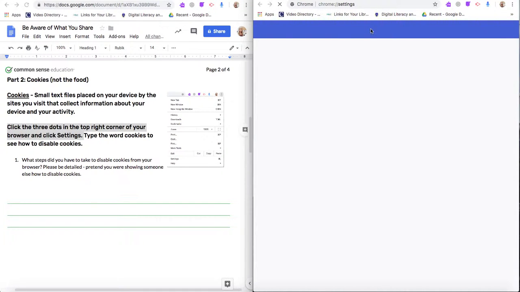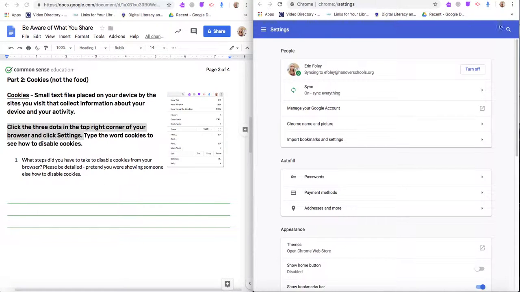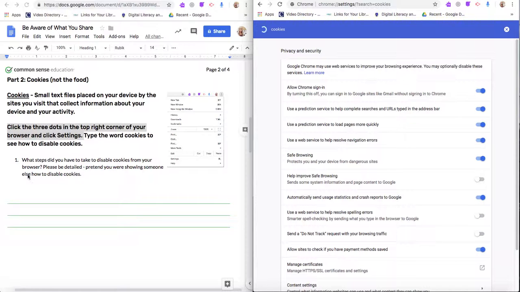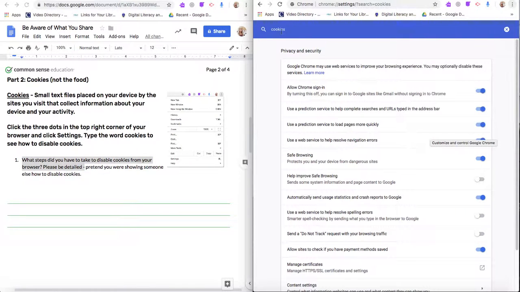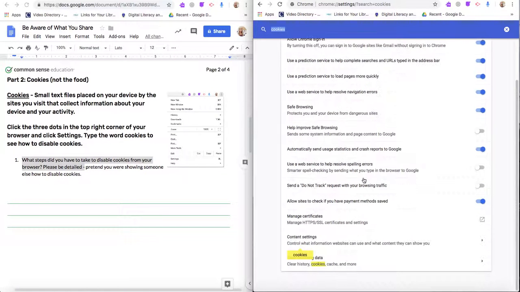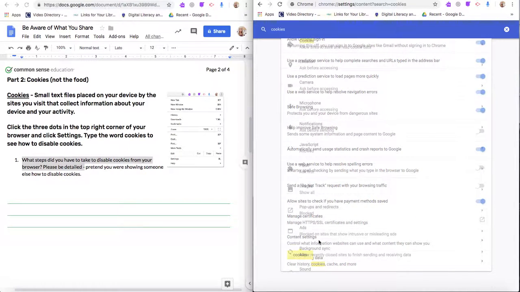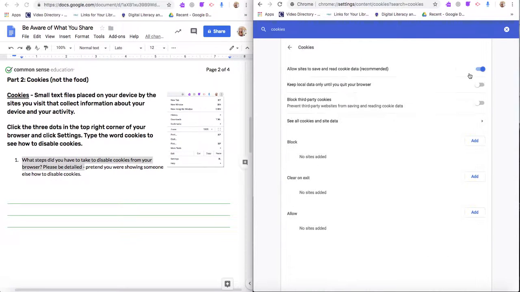And then what you're going to do is type the word cookies up at the top where you see the search icon. The question is, what steps did you have to take to disable cookies from your browser? Please be detailed. So the important stuff is you clicked three dots, top right, settings, then you typed cookies up at the top, and then scrolled down, clicked on content settings, clicked on cookies, and then unchecked allow sites to save and read cookie data. So that's the important stuff for this question right here.